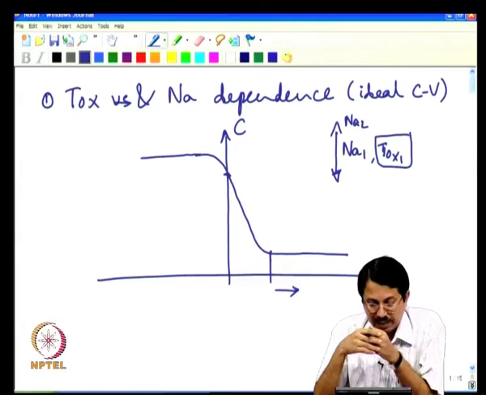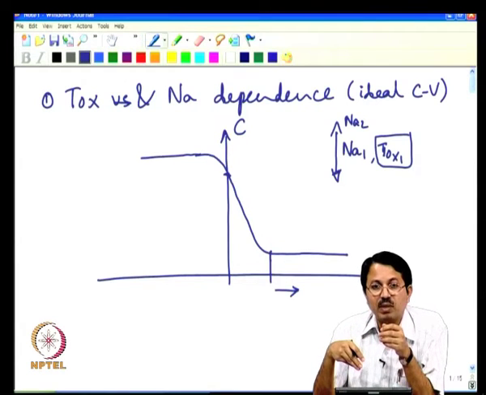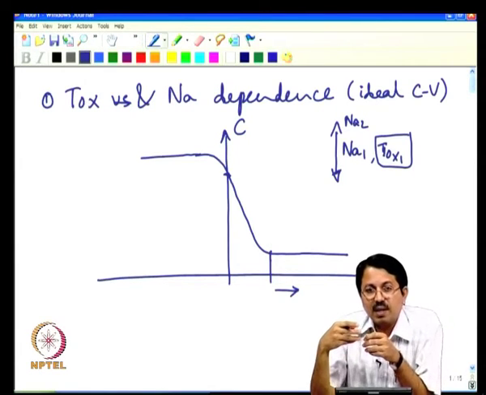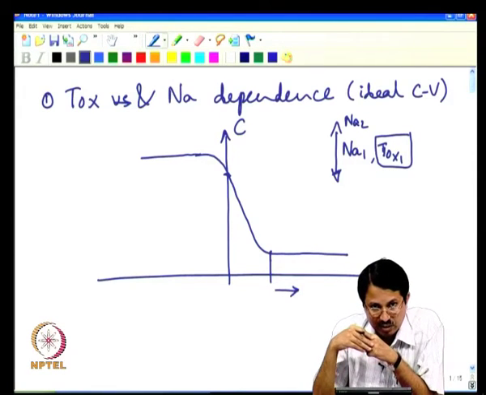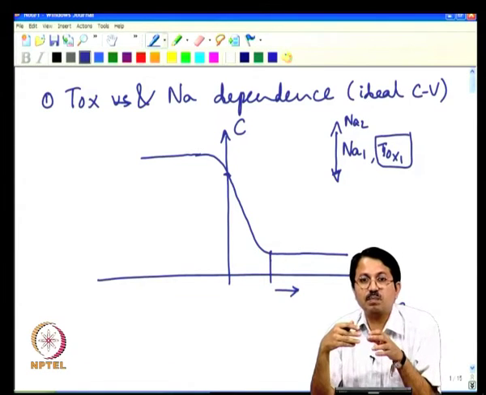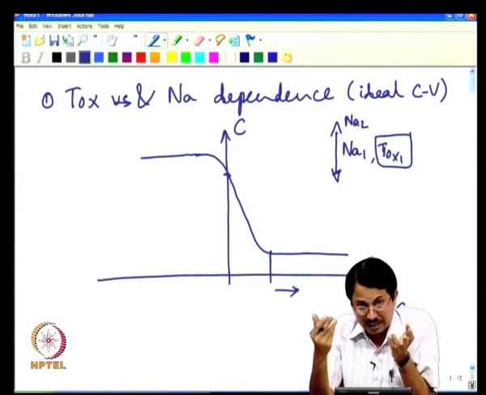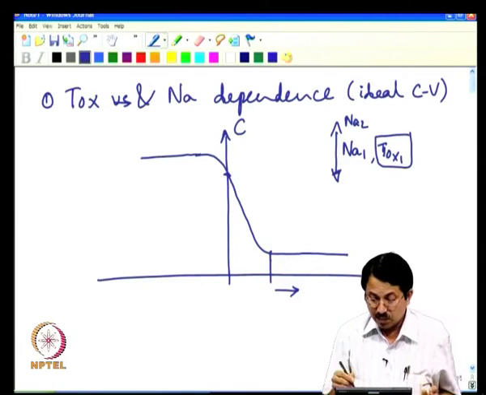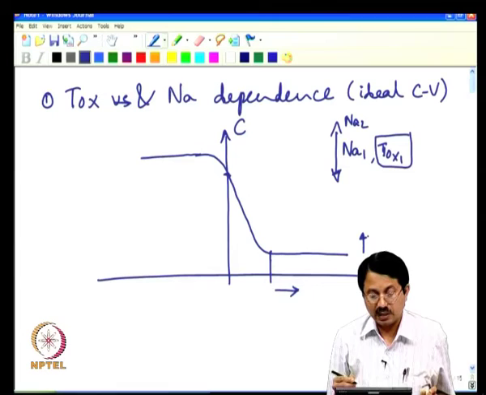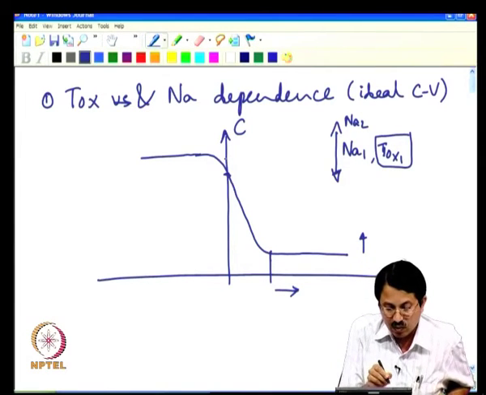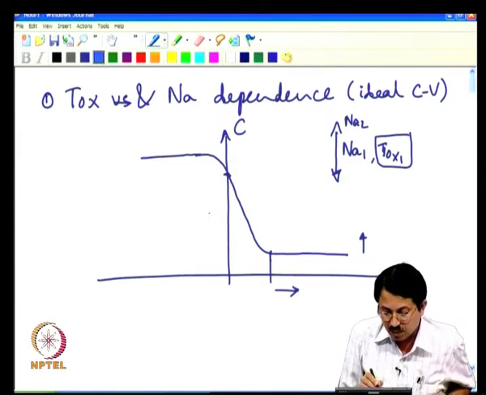As you can well imagine, as you increase the substrate doping concentration, because the depletion width has an inverse square root relation with substrate doping concentration, the depletion width will decrease. Hence you would expect the capacitance to increase. So the minimum capacitance should also go up as you increase Na. As a result, your curve may look something like this.